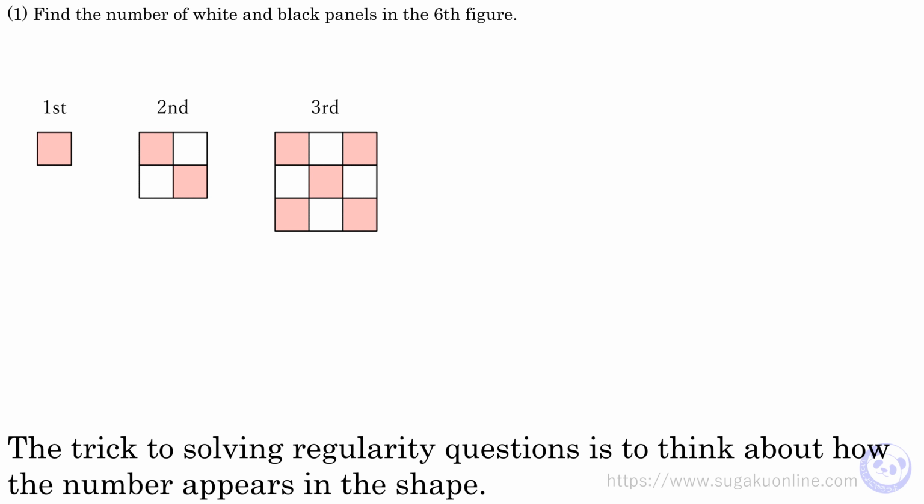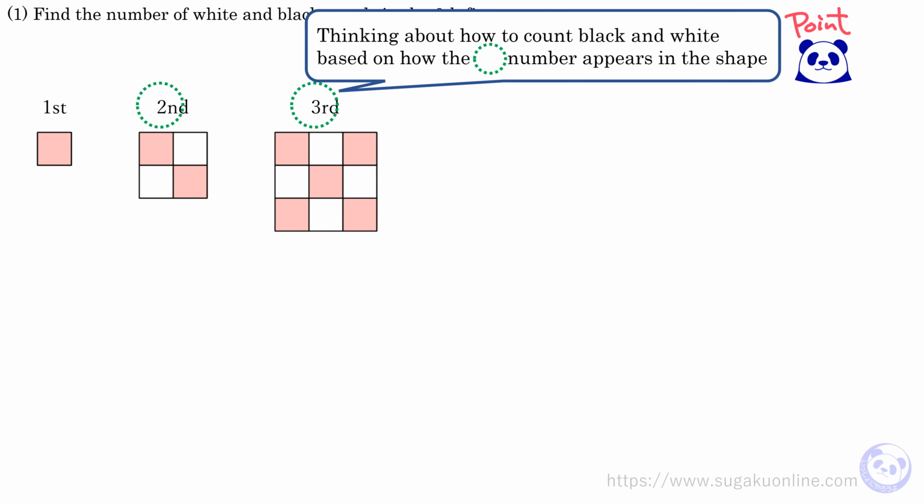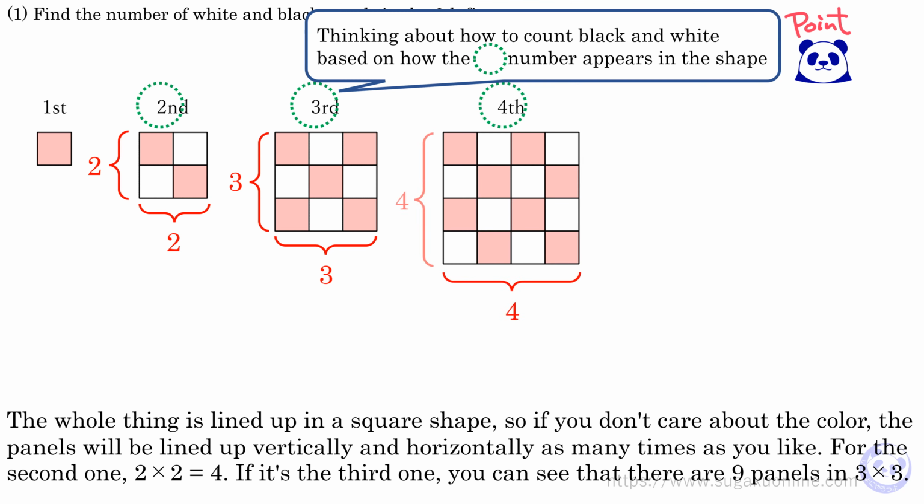The trick to solving regularity questions is to think about how the number of orders appears in the shape. The whole thing is lined up in a square shape, so if you don't care about the color, the panels will be lined up vertically and horizontally as many times as you like. For the second one, 2 times 2 is equal to 4 pieces. If it's the third one, you can see that there are 9 panels in 3 by 3.